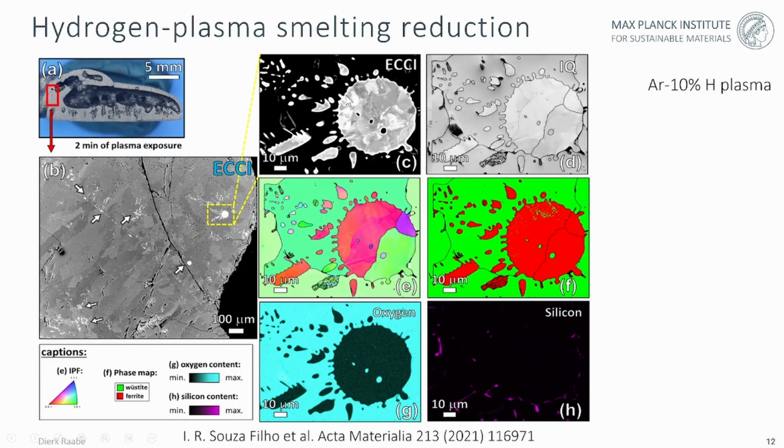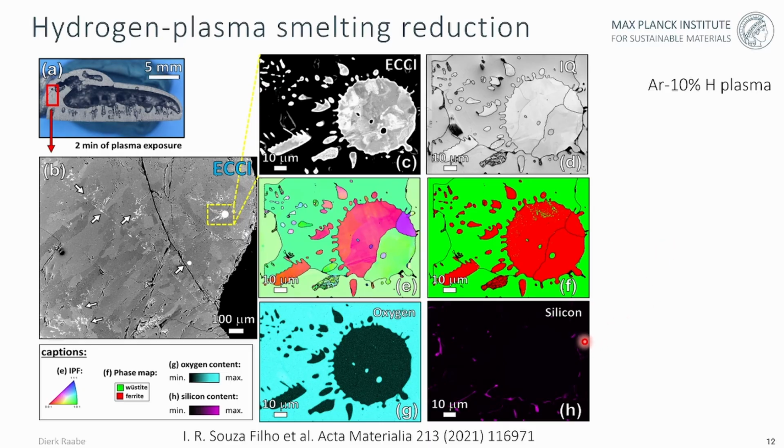Here's a microstructure analysis taken from the sample after 2 minutes of the 10% hydrogen containing plasma exposure. Details are here in this paper, and you can see from the microstructure analysis here, for instance, the first droplets are formed in this yellow marker. And when you subject it to electron channeling contrast imaging, image quality, or EBSD phase analysis, you can beautifully see that the first iron metallic content, here the ferrite, is already formed after a few minutes of plasma exposure.